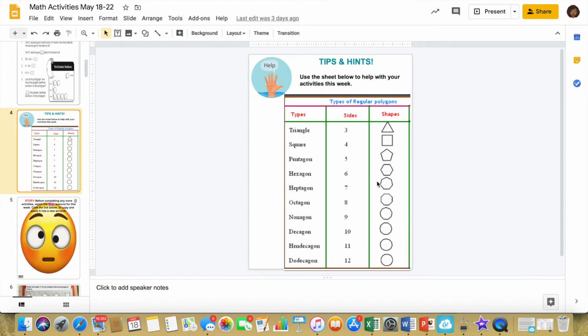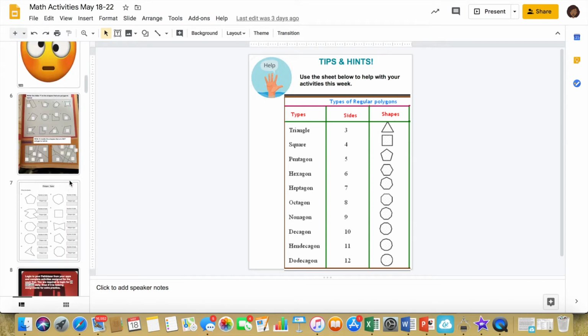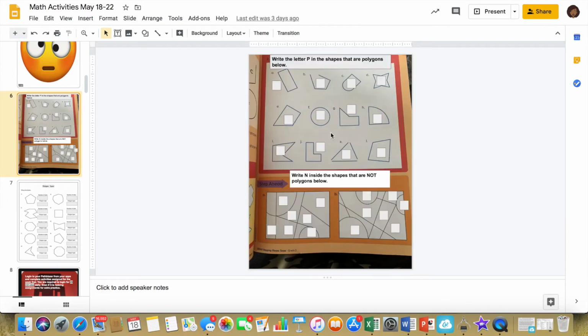So I want you guys to come back and use this tips and hints page because it's going to end up helping you with the assignments that you have for the week. So if we look at this first one, one of the first assignments that you guys are going to have to do is write the letter P in the shapes that are polygons. So I have little boxes. Some of the boxes couldn't fit inside the shape, so I put them to the side, but you're just going to write it in the one that's closest to it.